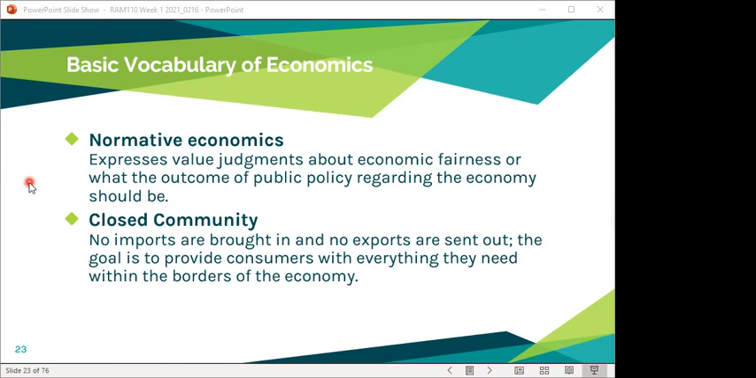And then a closed community is where no imports are brought in. And typically it's no exports as well. And so no imports, no exports. This is highly unusual, but it can happen. Closed communities will have no imports and exports.